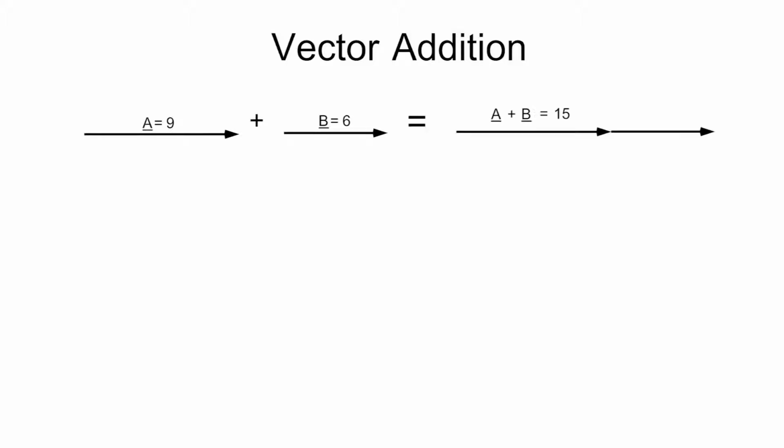In this part, we will discuss vector addition. Vector addition is a very simple process. Just think of adding numbers together. By adding these two vectors, we have a new vector of a length of 15. And the direction of the new vector will have the same direction of the two added ones.